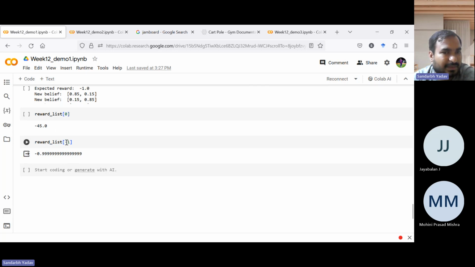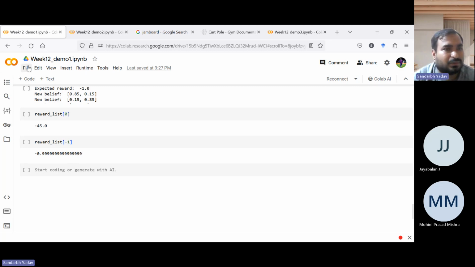And at the last, after training, after this value equation has converged, you can see that the last episode reward is -0.99. So this, you can think, is -1. So -1 is quite small compared to -45. In this way, you can say that it has kind of learned the value equation.